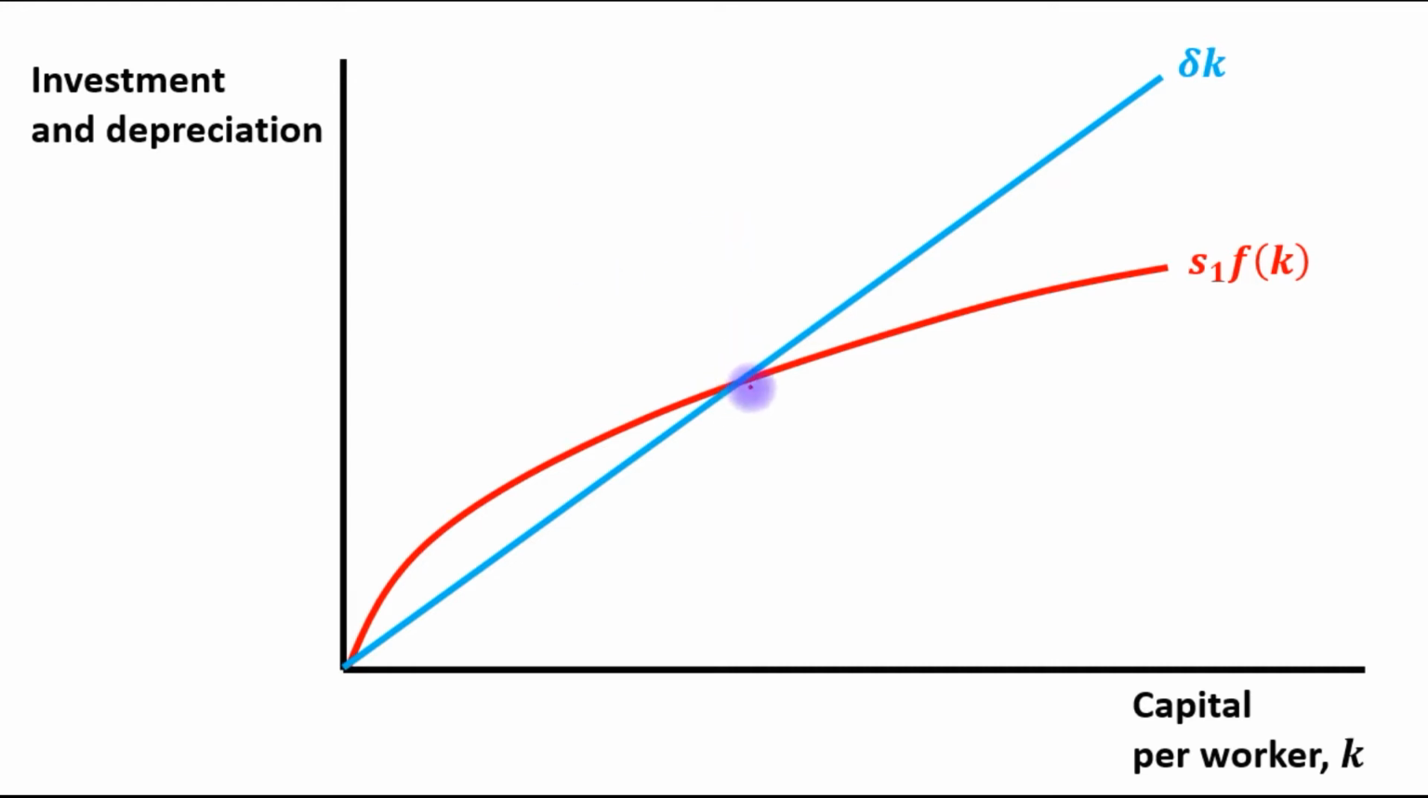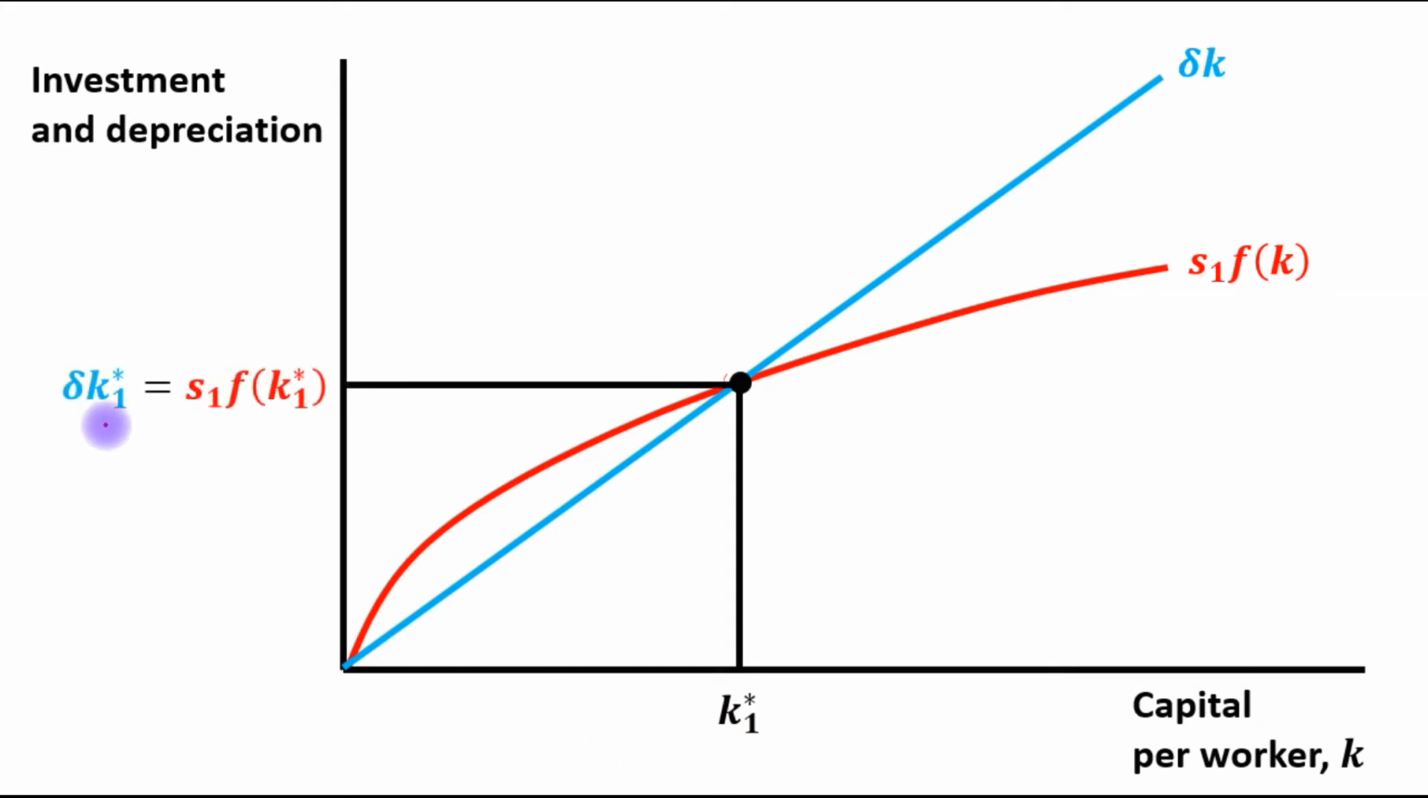This intersection point of these two curves is the initial steady state, this one, and K1 star is the initial steady state level of capital. At this level of capital stock, investment is equal to depreciation. So we can write delta K1 star equals S1 F(K1 star), that is, depreciation equals investment. Okay.